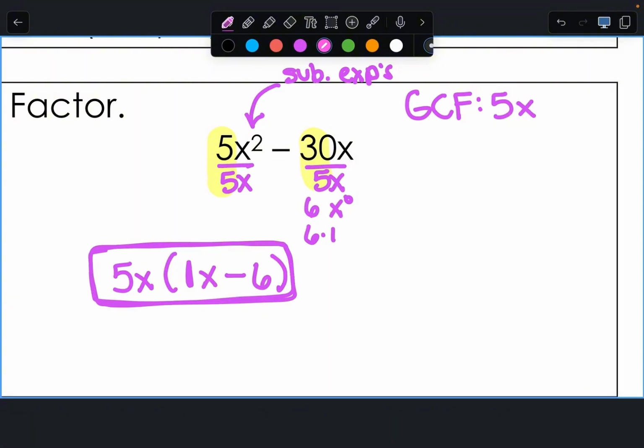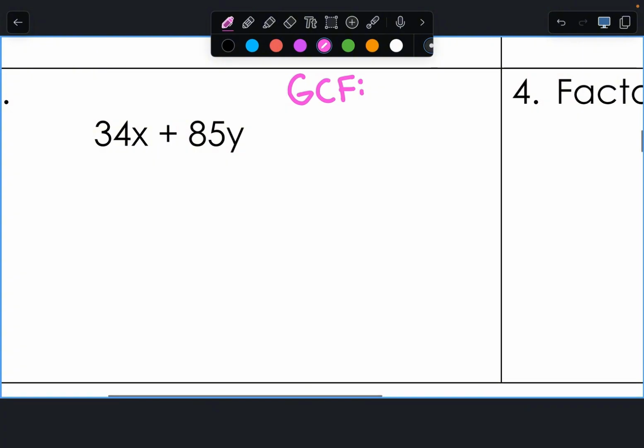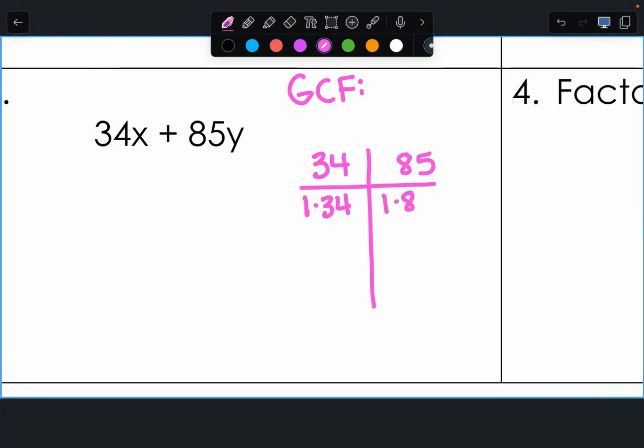Number 3. Ready? Now this one, it might be a little bit more difficult with these numbers to figure out what the greatest common factor is. So let's put those into the calculator. 34 and 85. There are only 2 different multiples for each of them. 1 times 34, 1 times 85, and another one. 34 is an even number, so you know it's 2 times something. 2 times what? 17.